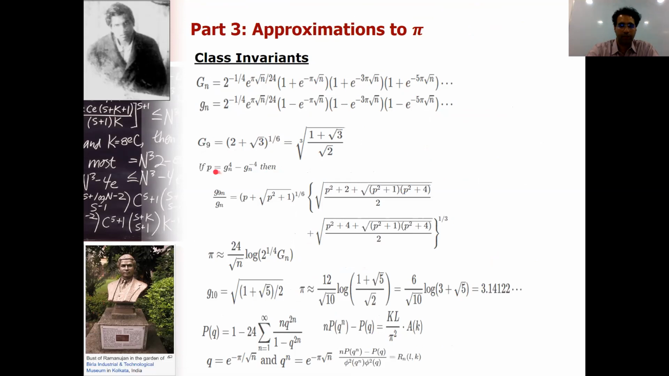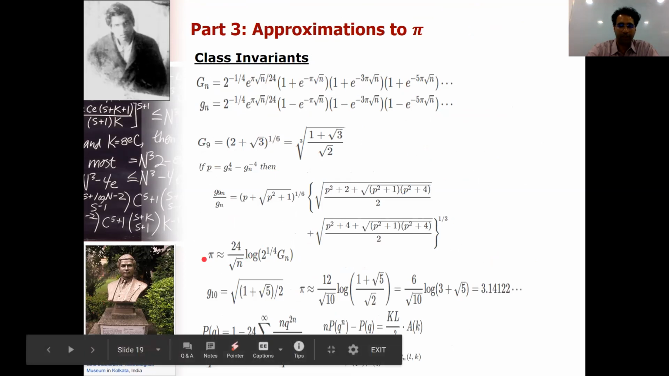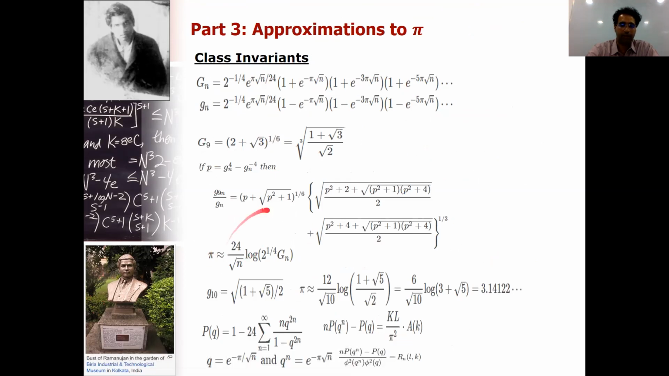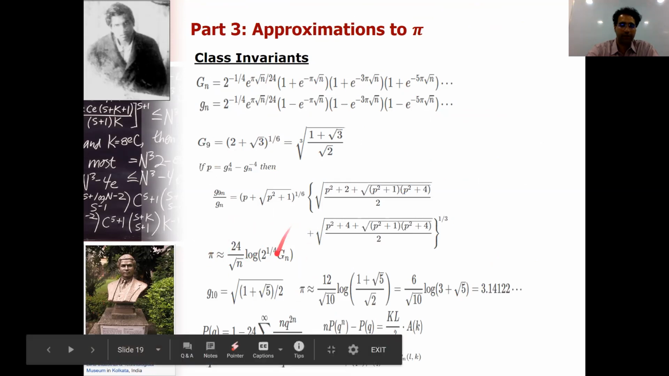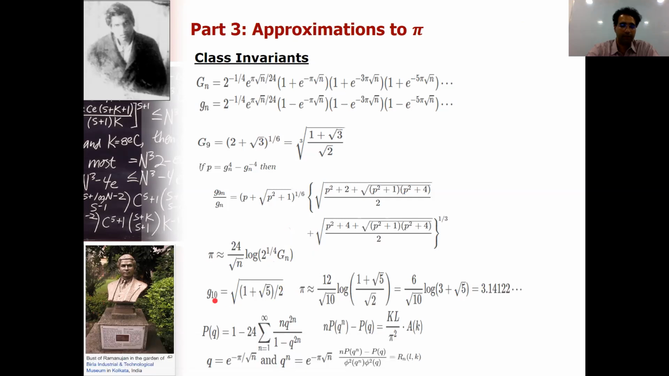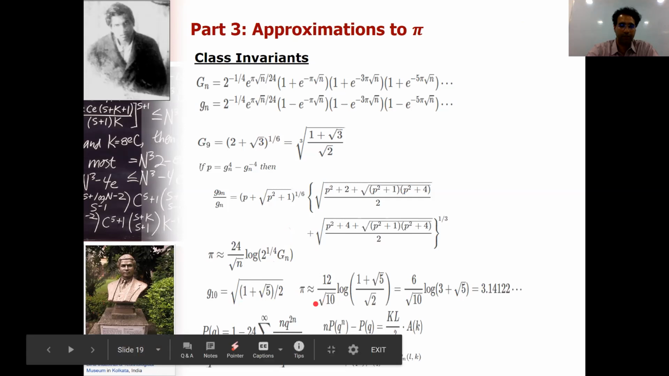Okay, and then Ramanujan ups the ante, and takes it to a different level of complexity. He defines something called p, and then he solves for p, and then he finds that pi is approximately related to this capital G of n expressed in this relation. And then he has small g with order 10, and he finds that if you plug in this value, you find a value solvable for pi, and it comes to approximately equal to pi.